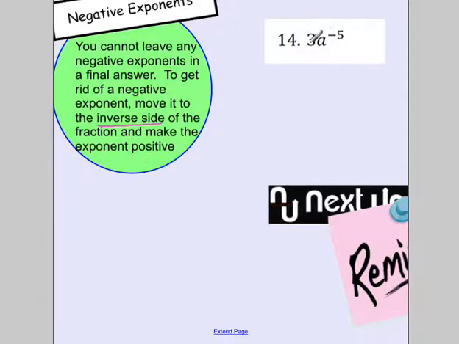Okay, so my 3 here is really to a positive 1 power, so it's going to stay in the numerator. But this a to the negative fifth is negative, so if I move it to the denominator, it becomes positive. So I have 3 over a to the fifth.